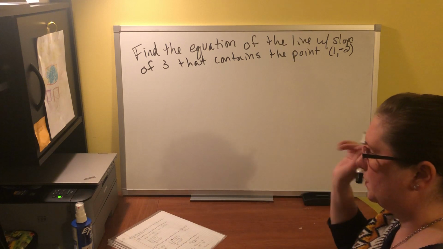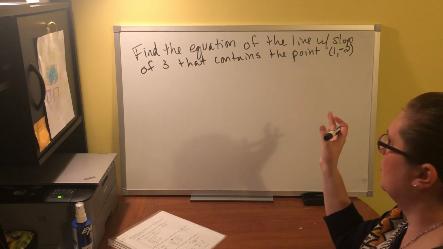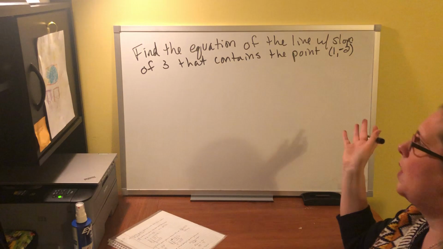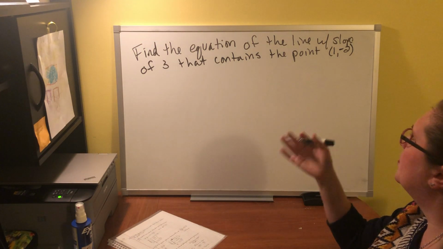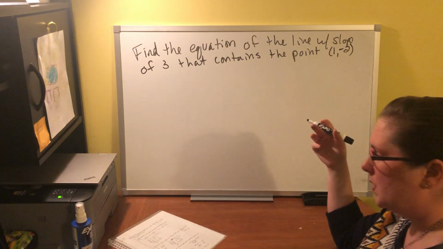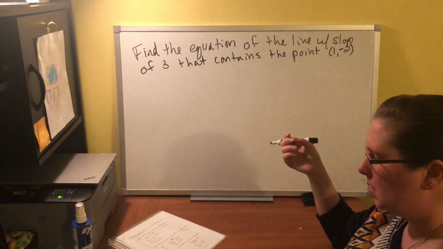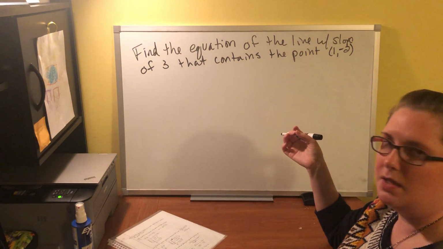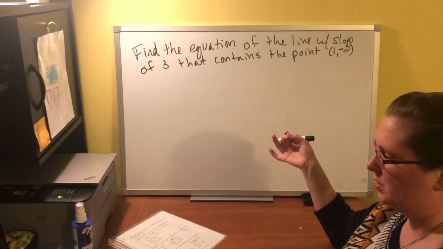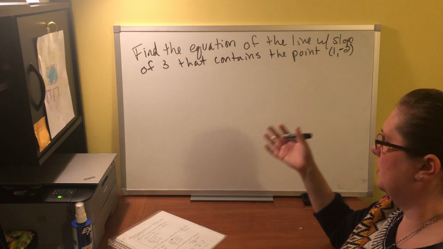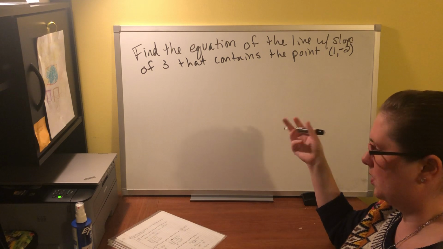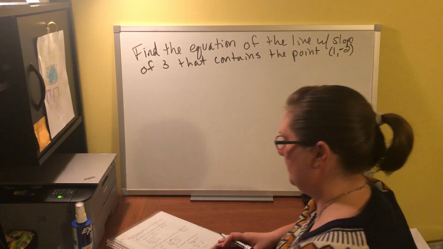Now, with what we're given right now, we don't know the y-intercept, right? We know the slope, we don't know the y-intercept. So that is something we're going to have to find out, right? We're going to have to use the point-slope form of the equation of a line to find out our y-intercept and our slope, okay?